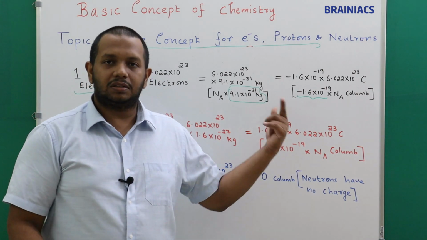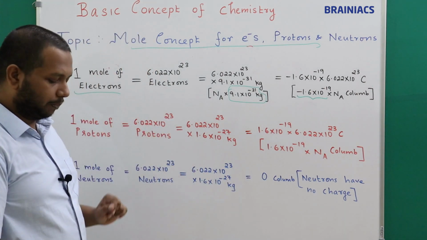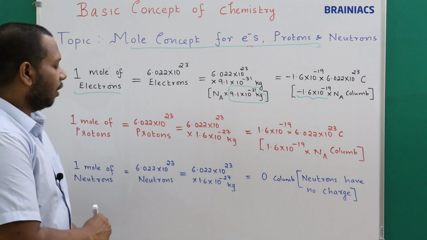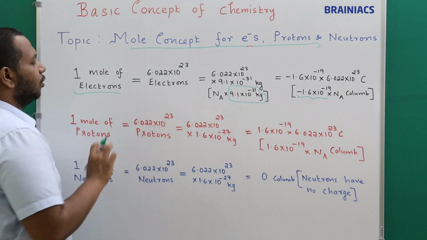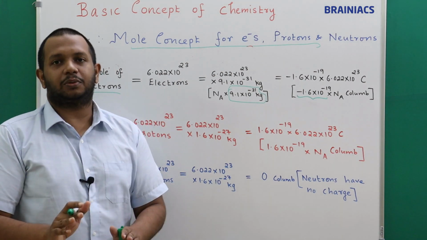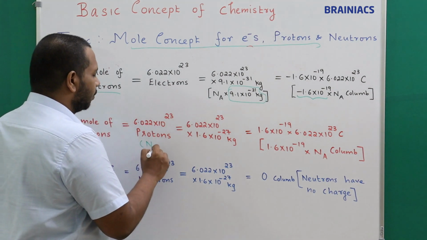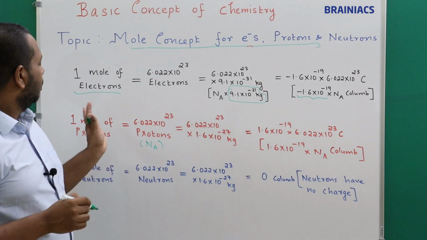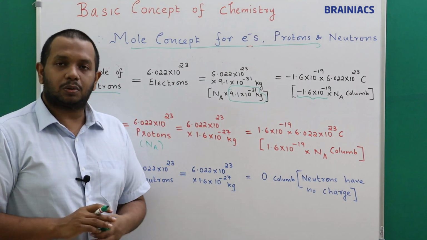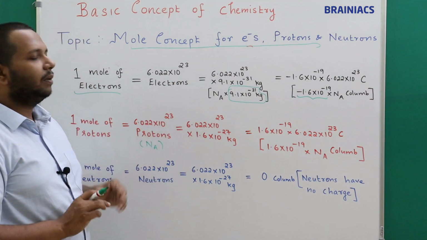Now the same thing, let us think about in the case of protons. Now tell me, 1 mole of protons is equal to how many protons? 6.022 into 10 power 23 protons, or I can say this is equal to Na protons, Avogadro number. 1 mole of protons is equal to 6.022 into 10 power 23 protons.